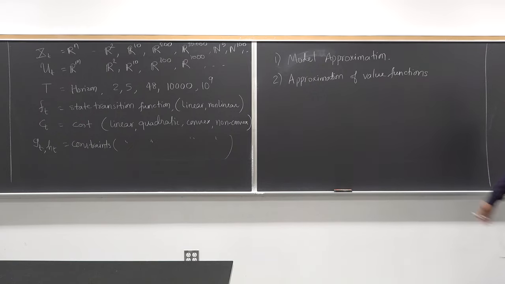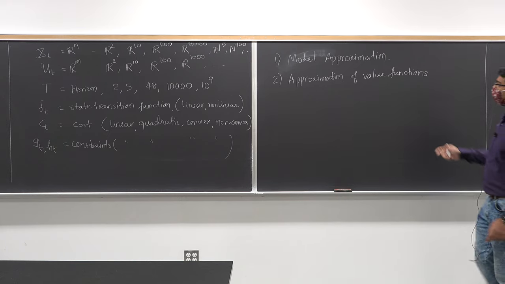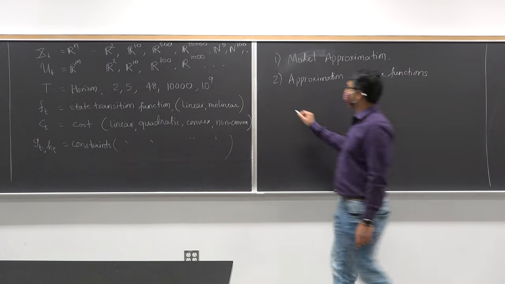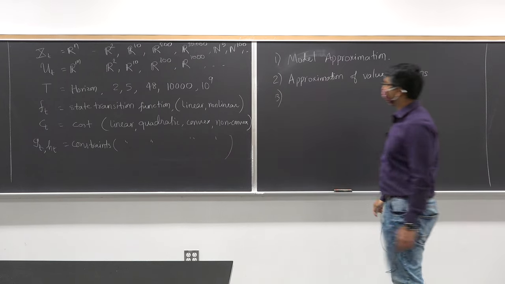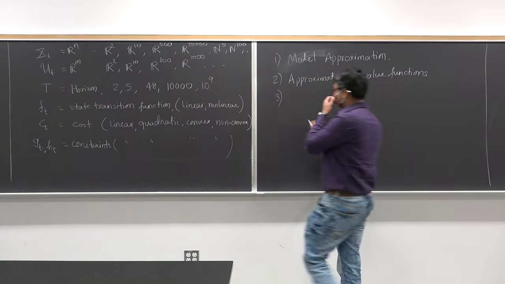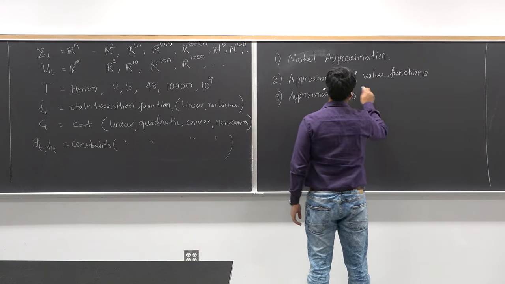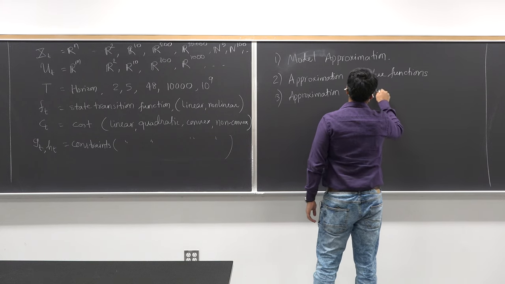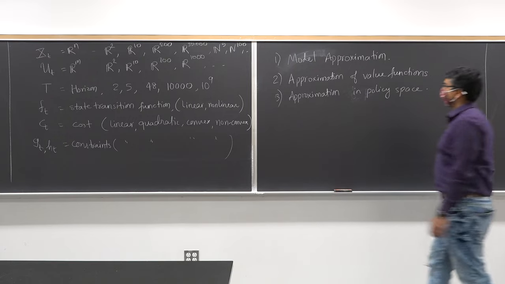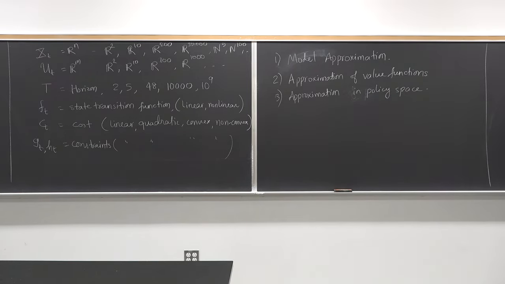Okay, so in the previous class, the way we approximated the value function, we just assumed that it's a linear interpolation of a bunch of points. So that is approximation of the value function. And the third, which is very similar to the second one, is approximation of policy, approximation in policy space. So we have this gamma mapping from x to u. And I'm just going to make an approximation that my u has to be a linear function of x, okay? So that's an approximation in the policy space.